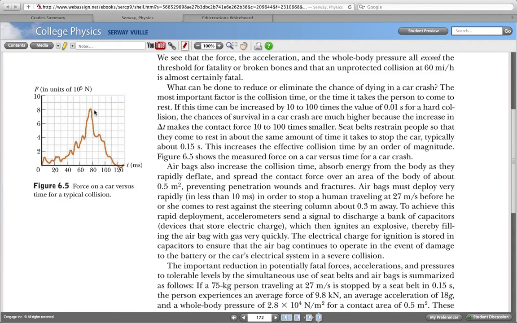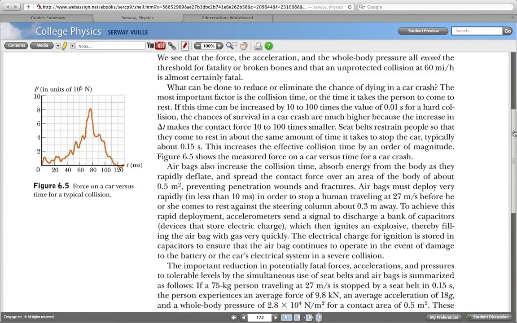And with an airbag, it makes it even better because it lengthens the time of the collision. The airbag slows you down over a much longer period. Same amount of impulse, but a much smaller force over a longer time. So it becomes a big issue.